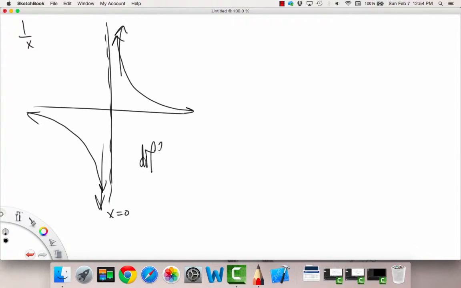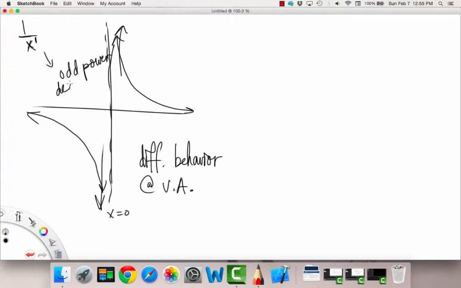So we have different behavior on either side, right? At our vertical asymptote, right? And we have an odd degree in the denominator, meaning x to the 1, and 1 is an odd power, right? So odd power, or we could even say degree, because it's the highest degree in the denominator. And that was supposed to be degree. Let me write that again. Degree in denominator. Okay, so on the other hand, let's look at 1 over x squared.